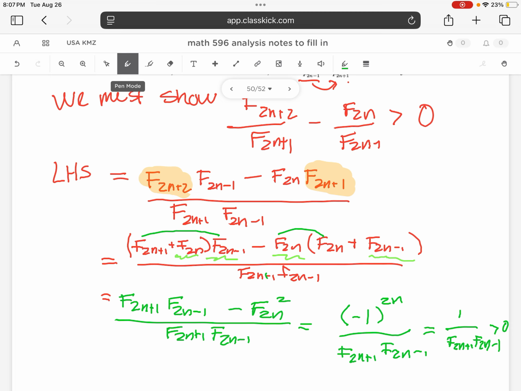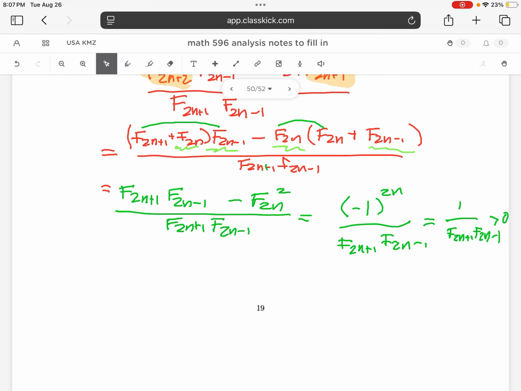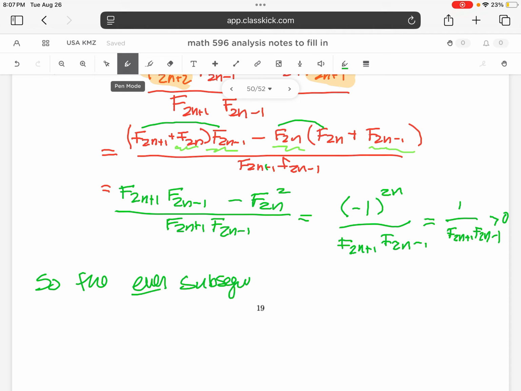Great. What does that tell us, right? Where do we go from here? That just means that this is going to be an increasing sequence. So the even subsequence is an increasing sequence.